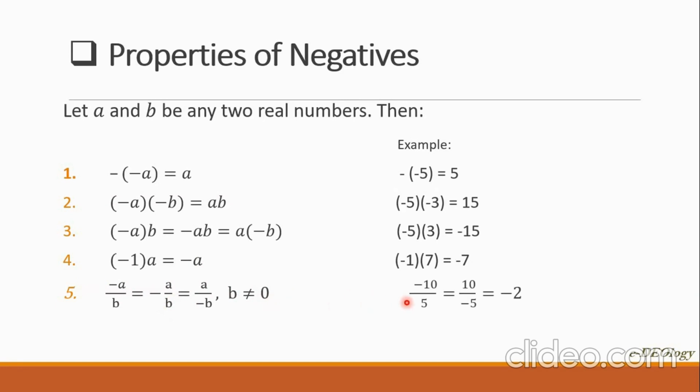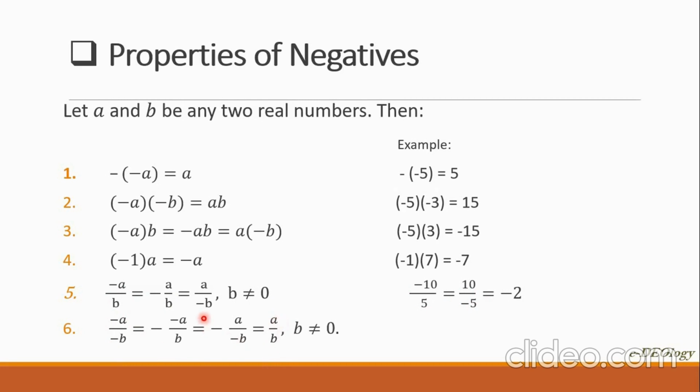One example here is negative 10 divided by 5. This is the same as 10 divided by negative 5, and both will have an answer of negative 2. The last rule is when we divide two negative numbers. In this case, we have negative a divided by negative b. The answer here is positive a over b.